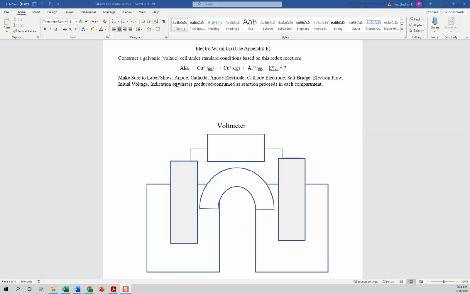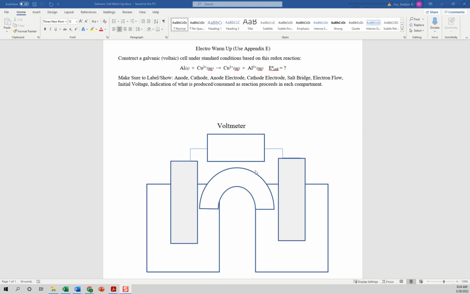So it's the warm-up that we are doing in class, but just want to give you a little bit of explanation and point out a few things. All right. So let's get to it. All right, so here's our question, right? So we want to construct a galvanic cell.